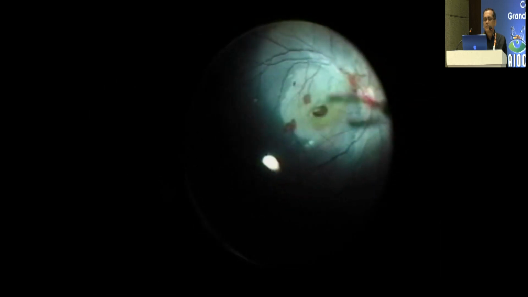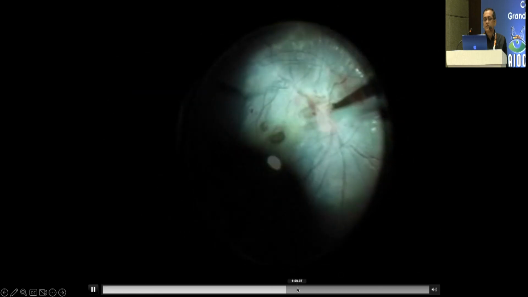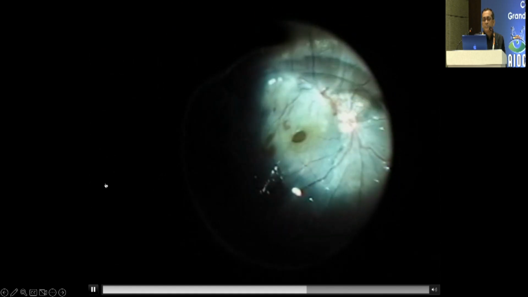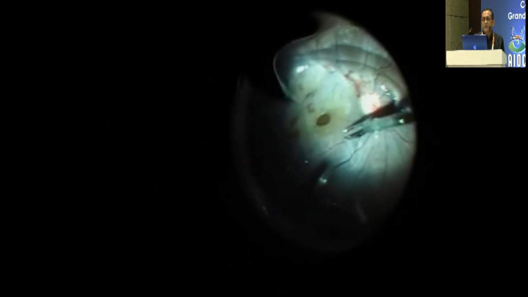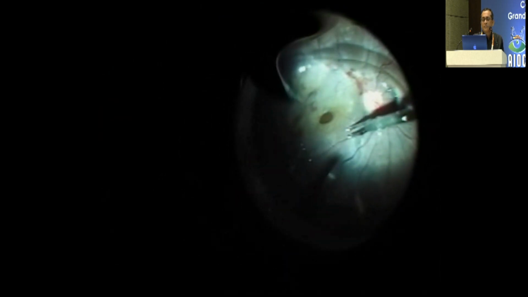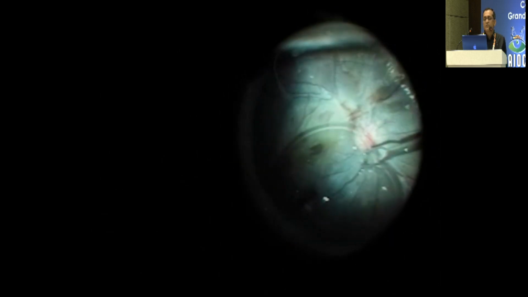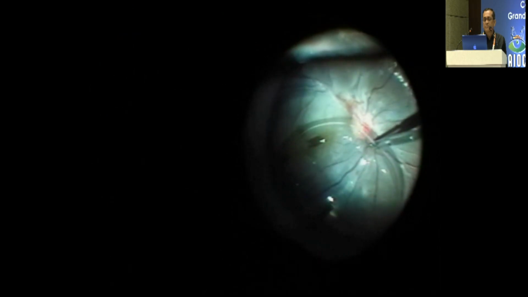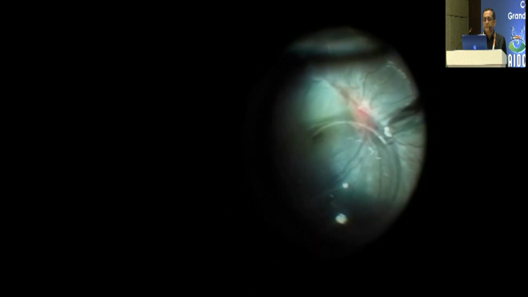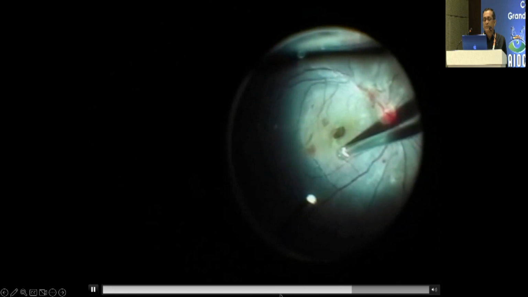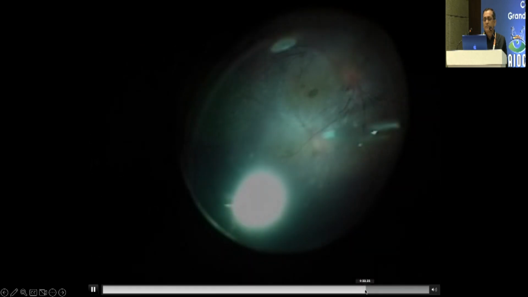So this is the papillomacular bundle. ILM is still there, and we put PFCL to stabilize, because in that area we don't want any iatrogenic trauma, and under the PFCL it is much easier to peel that ILM. And then we take out the PFCL and do the normal fluid exchange with gas.